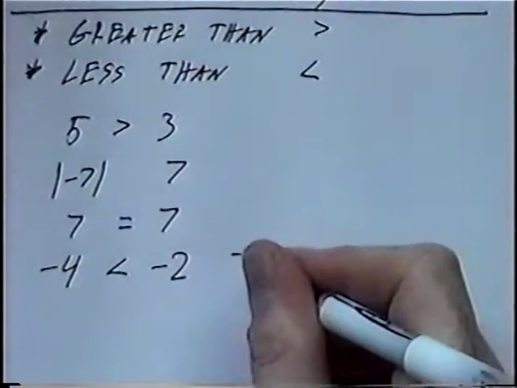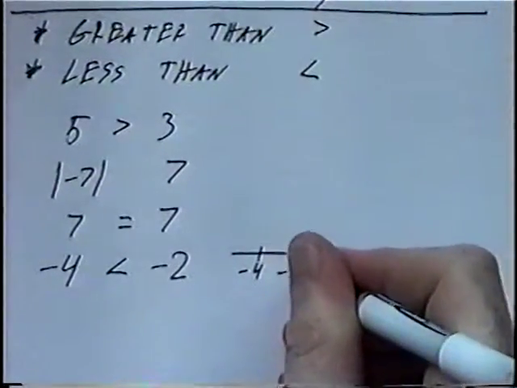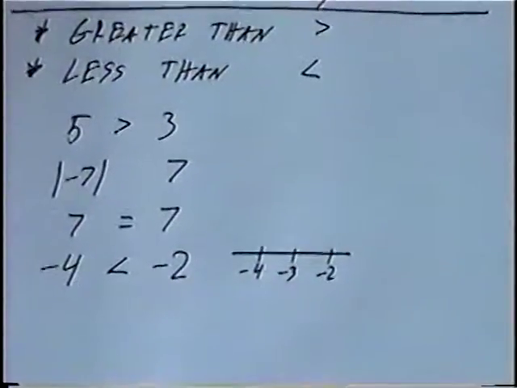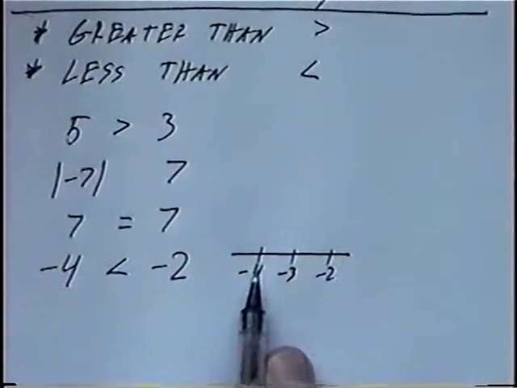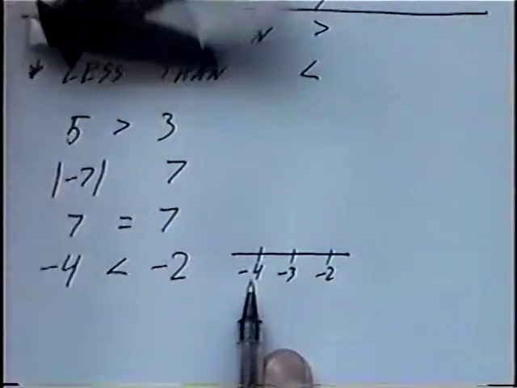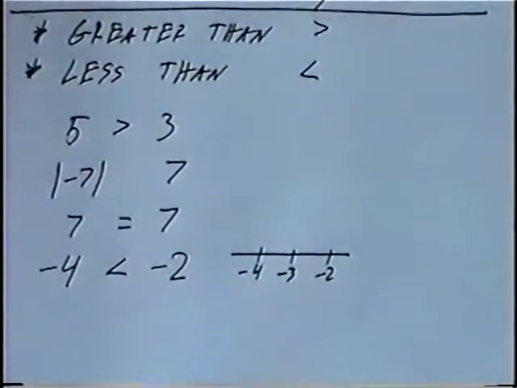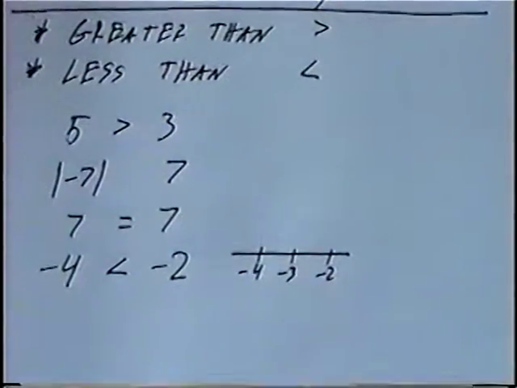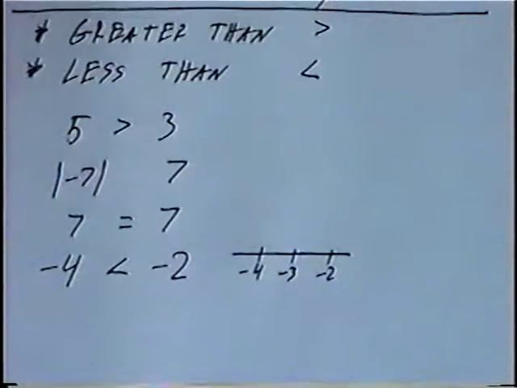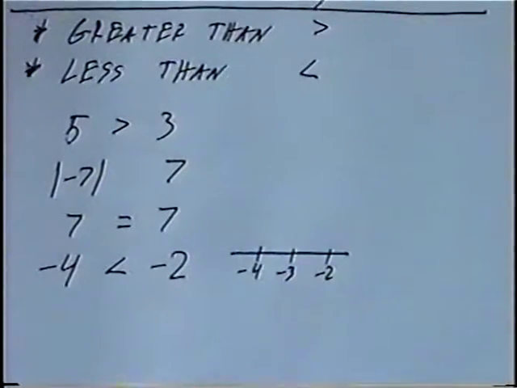If it helps, you can draw a number line, which goes negative 4, negative 3, negative 2. Negative 4 being on the left-hand side means that negative 4 is smaller and negative 2 is bigger. So negative 4 would be less than negative 2.